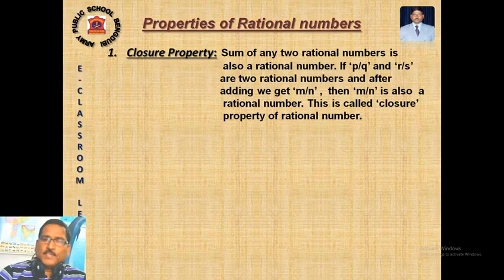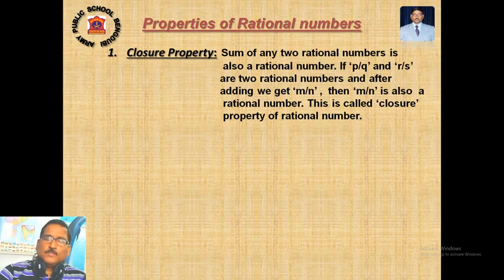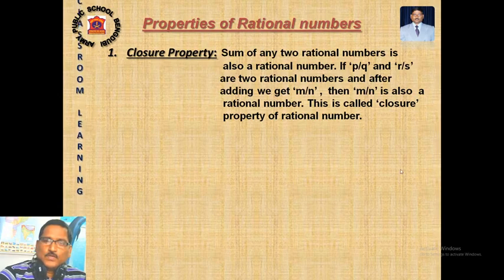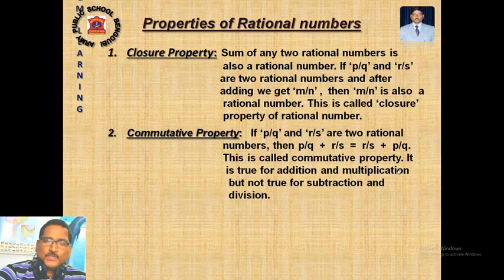Like you see, p by q and r by s are two rational numbers. After adding, I am getting m by n. So definitely m by n is also a rational number. Or simply we can say the sum of any two rational numbers will also be a rational number. Clear? So now the next property is the commutative property.